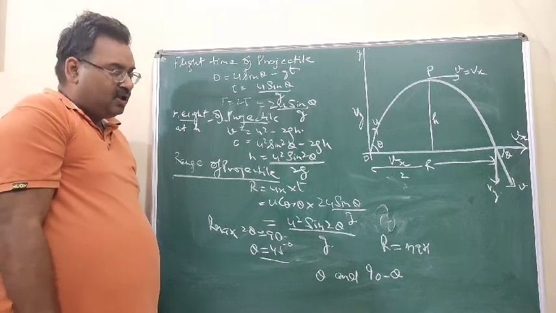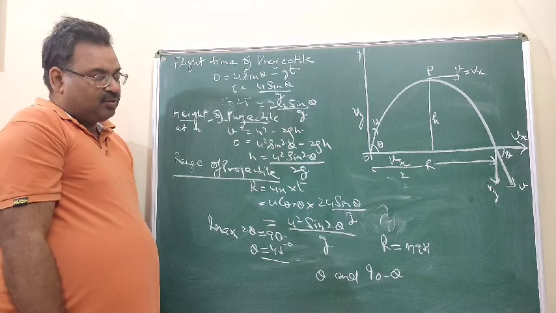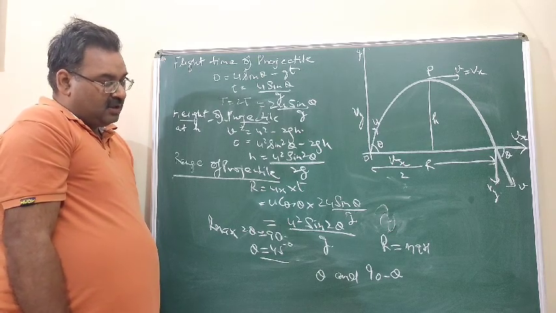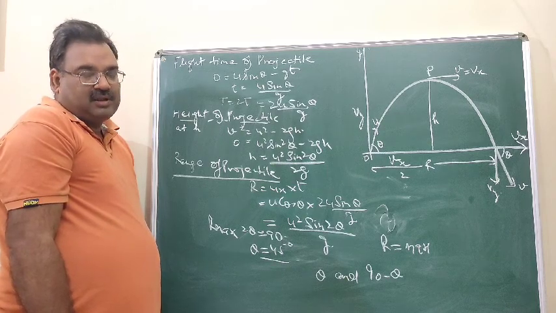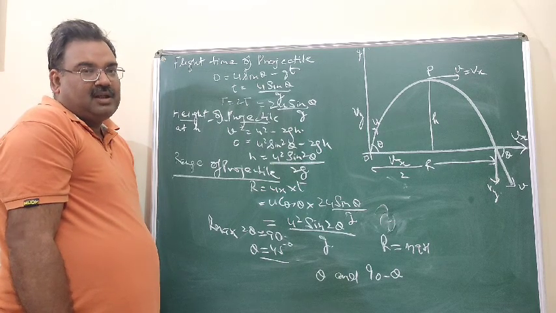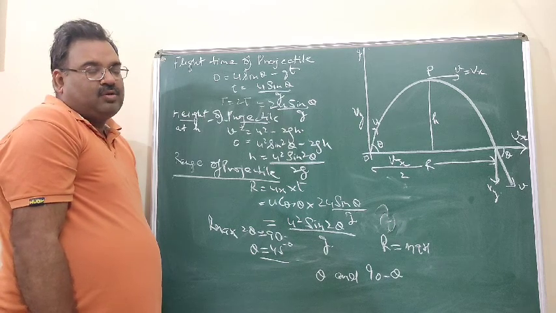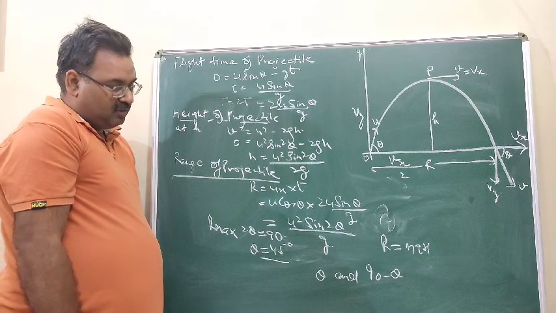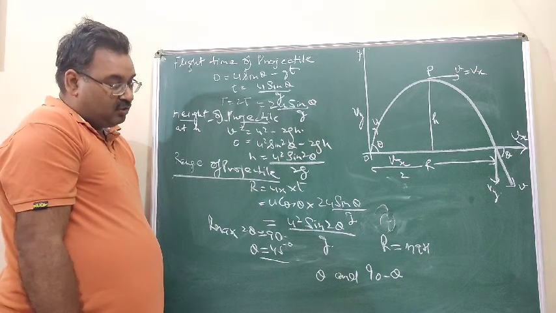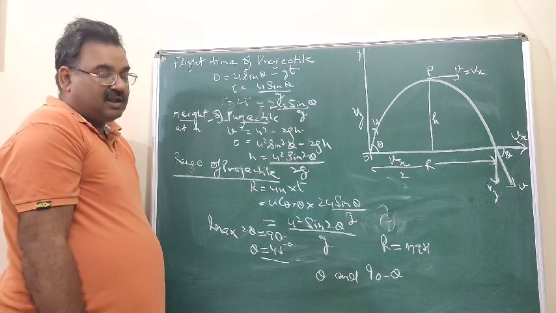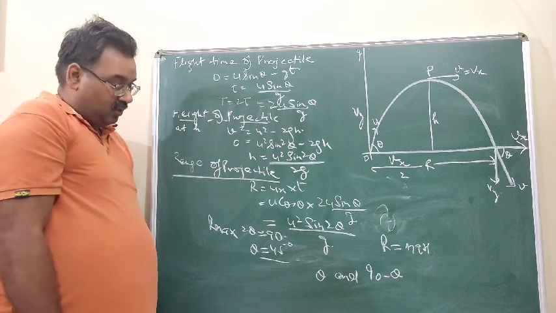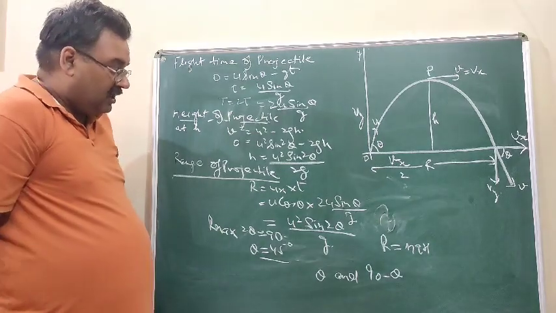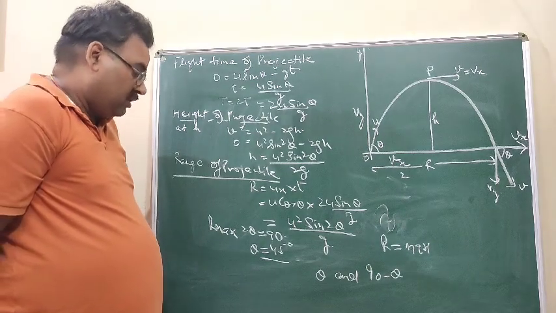What was the horizontal velocity? u cos theta. And what was t? 2u sin theta upon g. So we multiply them. We get u square 2 sin theta cos theta upon g. Now we have a formula in trigonometry: 2 sin theta cos theta is equal to sin 2 theta. So we substitute that. We get the formula R = u square sin 2 theta upon g. Okay. Now there are certain cases. We get the range R = u square sin 2 theta upon g.